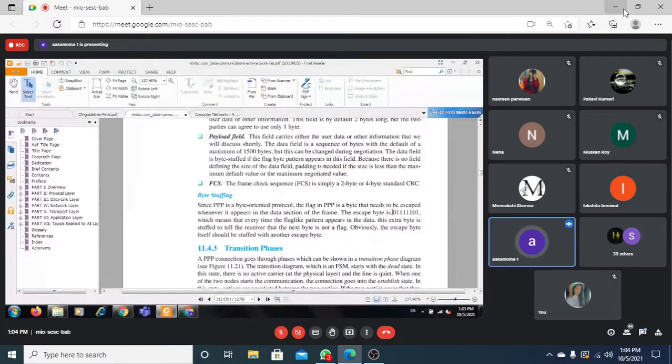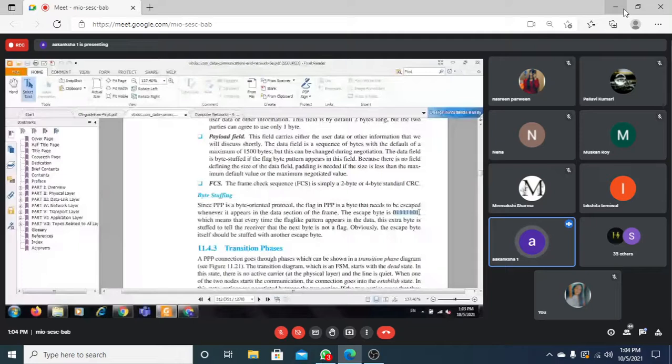So this byte will be inserted and then that byte will not be treated as a flag pattern. So वो flag की तरह यूज नहीं होगा. This will be treated as normal data. So this is the escape byte. Similarly अगर ये escape byte दोबारा से आ जाता है तो इसके लिए एक और escape byte यूज करेंगे. This is now known as byte stuffing.